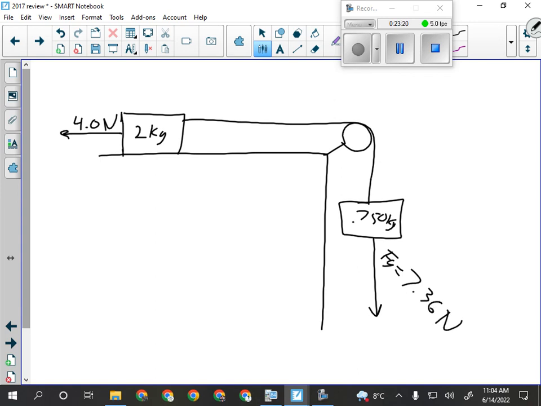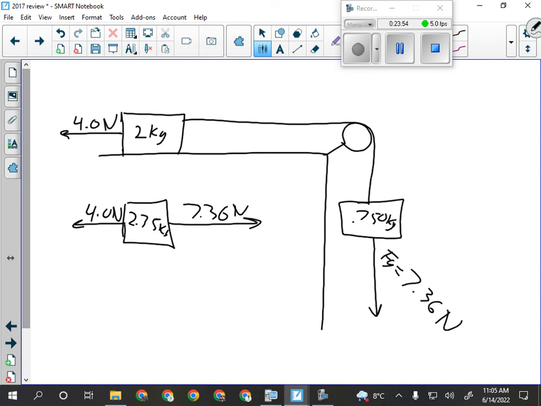Once I have that, really what's going on here is this. 2.75 kilograms worth of mass is being pulled one direction by 7.36 newtons and resisted in the other direction by 4 newtons worth of force. That's really what's going on when you have a pulley. It's a system, both masses accelerate together at the same rate. Not necessarily the same direction, obviously that's not the case here, but at the same magnitude of acceleration.